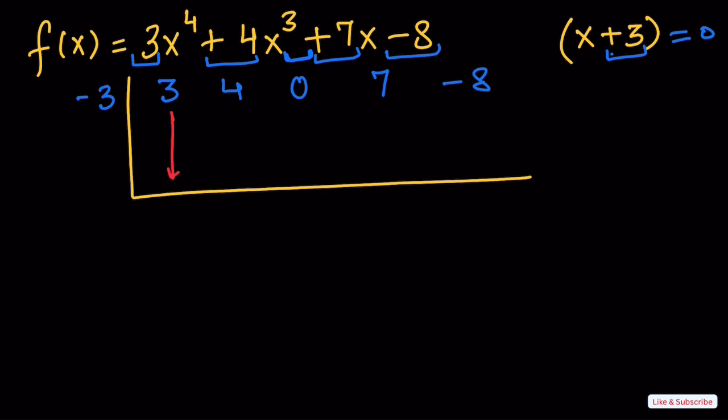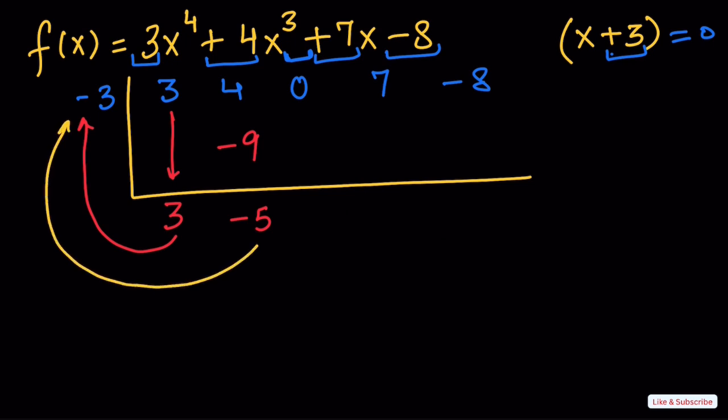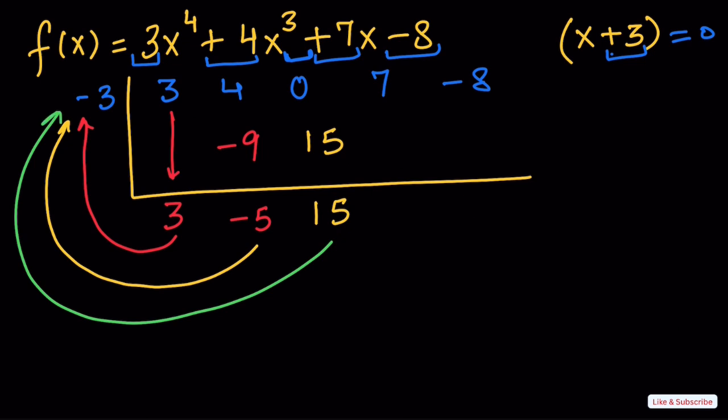First number, just drop it down, that is 3. Now we'll multiply this 3 in the bottom with the number on the side. So 3 times negative 3, that's negative 9. What's 4 minus 9? That is negative 5. Now we'll multiply negative 5 with the negative 3. That gives me 15. Now 0 plus 15 gives me 15. Now I'll multiply 15 with the negative 3. 15 times negative 3, that's negative 45. What's 7 minus 45? That's negative 38.